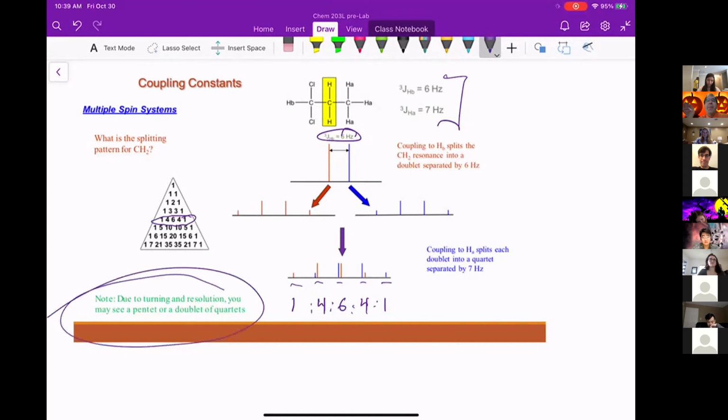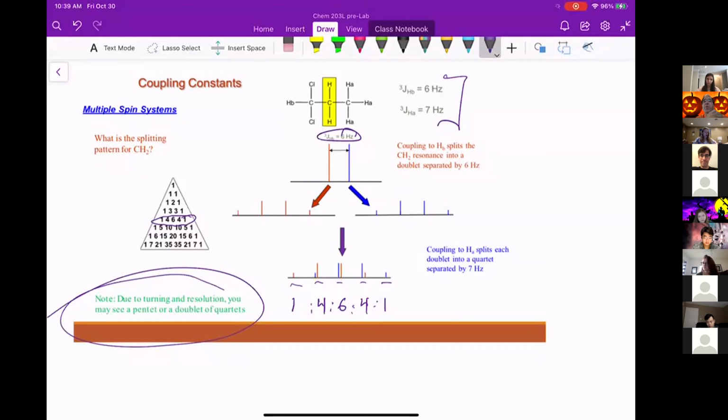If we just get a pentet, if we just get 5 signals, the ratio is going to be 1 to 4 to 6 to 4 to 1. But we might get it to resolve into a doublet of quartets. So 2 quartets that are kind of on top of each other. Okay. So depending upon how different your coupling constants are, sometimes nearest neighbors on either side will split into different signals. Sometimes they'll appear as just being equivalent to each other.